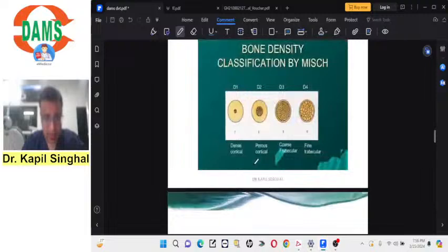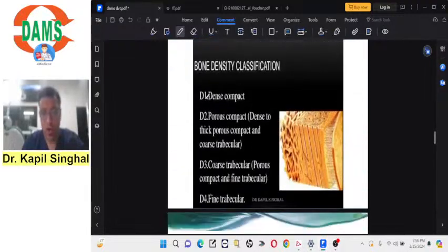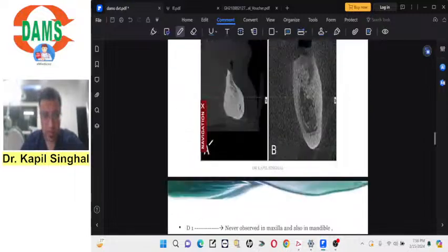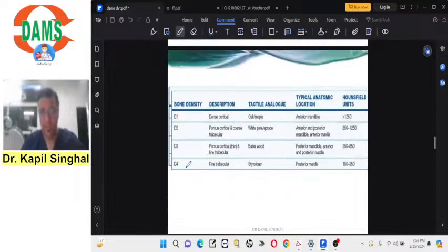Okay, let's go to the next part, that is bone density. There are 4 types of bone according to Mish: D1, D2, D3 and D4. So I am showing you one chart. Just remember that chart. It will help you to solve all the MCQs. So D1, D2, D3, D4.